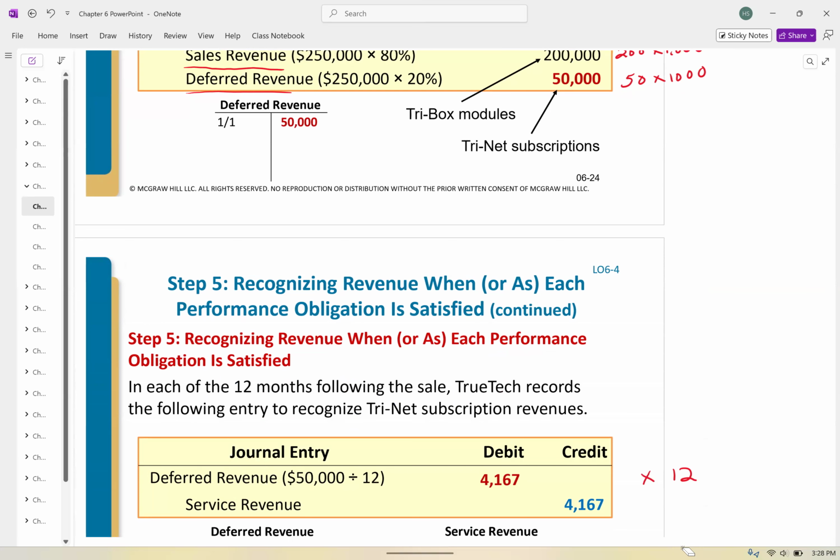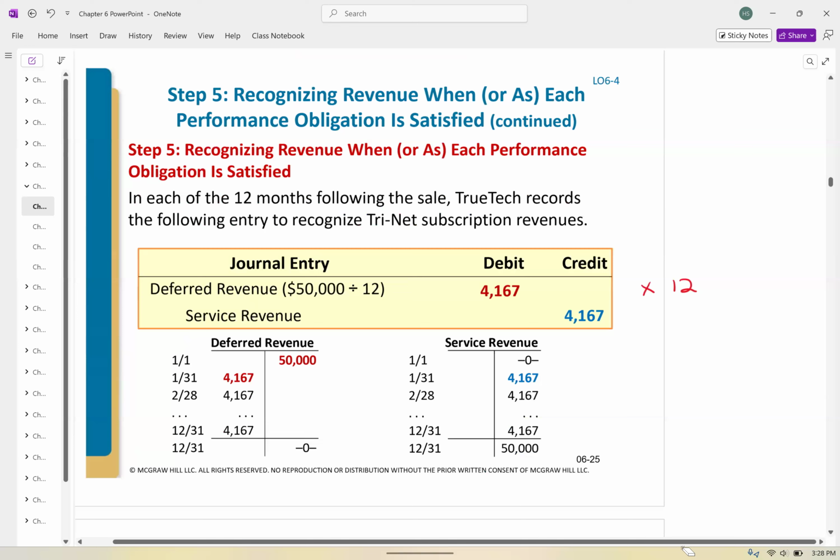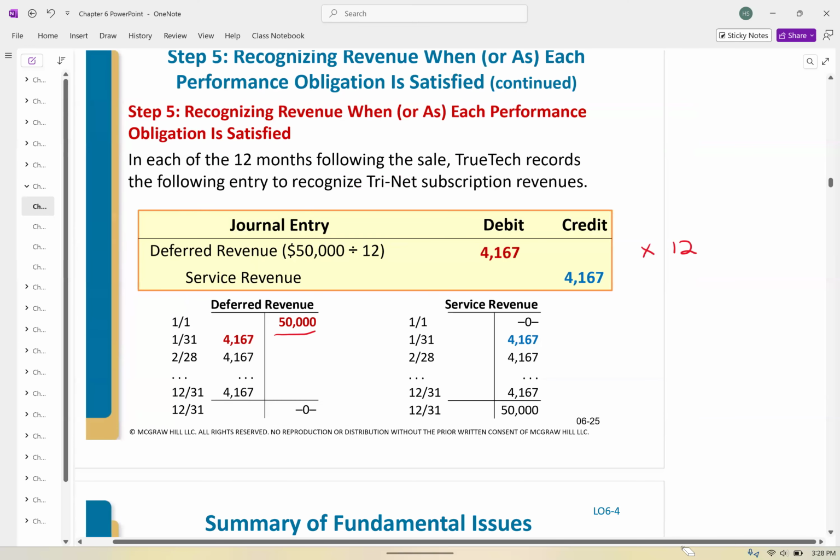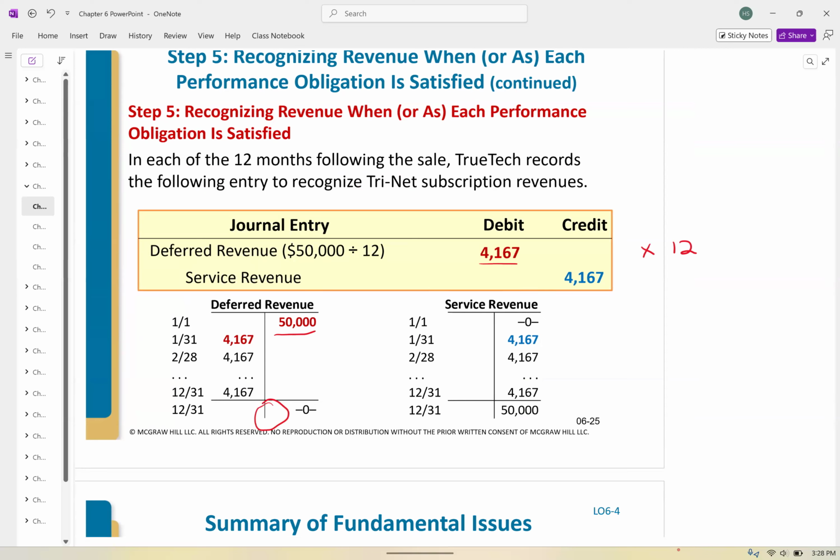We are going to record that every single month for 12 months. And you can see here, our deferred revenue started with 50,000 in it. By the end of the year, we've earned all of that because every single month we've made this journal entry gradually accruing and recording revenue that we have earned because we earned it then. As we provided the subscription, that is when we earned the income.